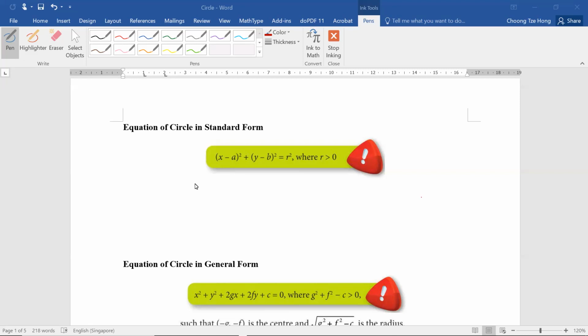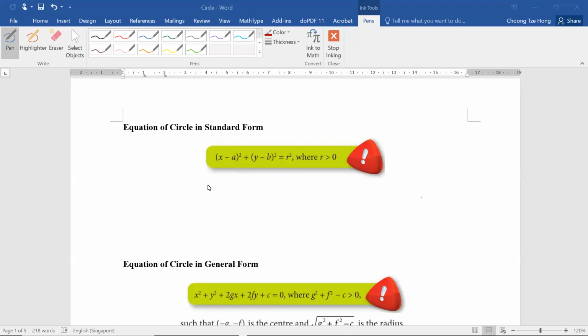Right, so the first thing you will need to know about a circle is the equation of a circle. The equation of a circle comes in two forms, the standard form and the general form. You must be familiar with both forms and you should be able to obtain the center and the radius of a circle from both forms. You should also be able to come up with the equation of the circle if you are given the center and the radius.